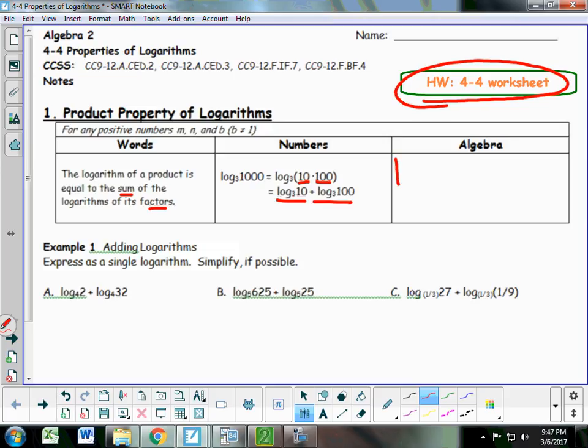Algebraically, we can write that like this. Log base b of m times n, so two different things, is equal to log base b of m, plus log base b of n. So the logarithm of two things being multiplied becomes two different logarithms, both the same base. In this case, we're calling it b, and we are adding those two logarithms.